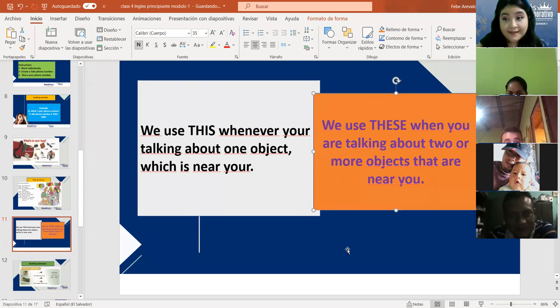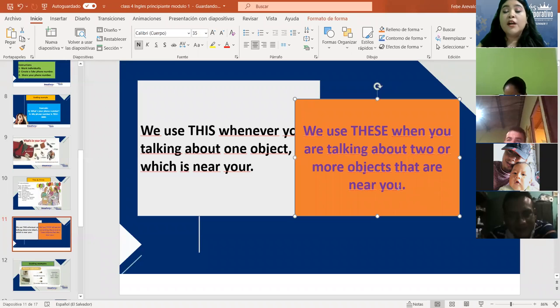We use this when you are talking about two or more objects that are near to you. For example, let me check if I have in here something to give you an example with. Okay. These are my books. I don't know if you can see that. These are my books, but I have two, right? I have two things. These are my books.